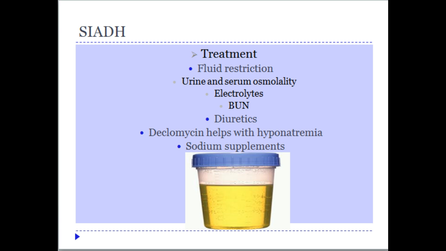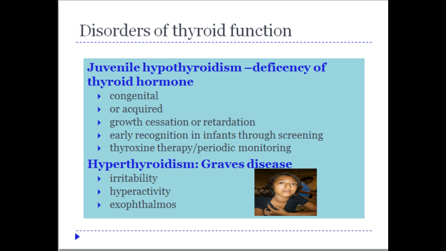So for SIADH, your treatment's going to be fluid restriction, so that they don't retain what they can't get rid of. You're going to check the urine and serum osmolality. You're going to watch their electrolytes. You're going to watch their BUN and creatinine. You may have to put them on diuretics so they can get rid of that excess fluid. You may put them on declomycin, which helps with the hyponatremia, and also sodium supplements.